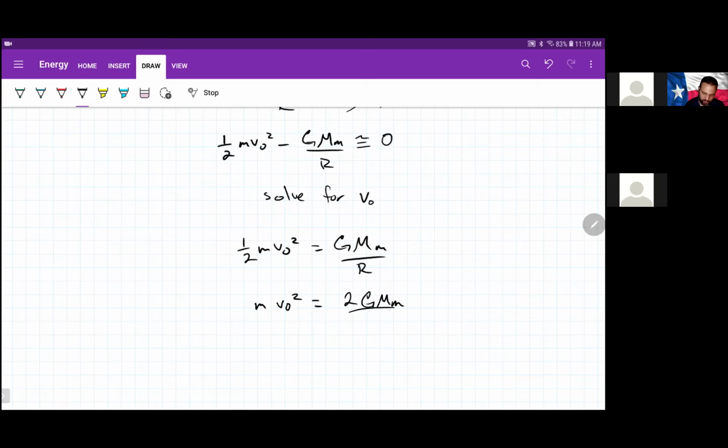You'll see there that we're not using 9.81. We're using the universal gravitational constant. We're using the mass of the planet. That's why it's going to be generalized to any planet. And we're using the radius of that planet. So generalized to any planet. And we call this the escape velocity. So this is the velocity we have to achieve to escape a planet.